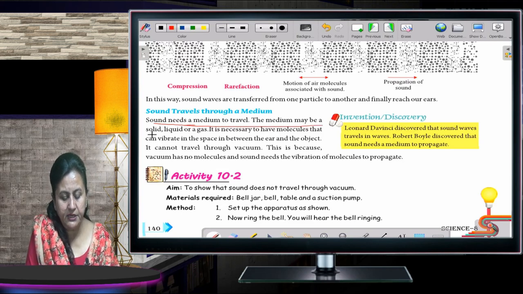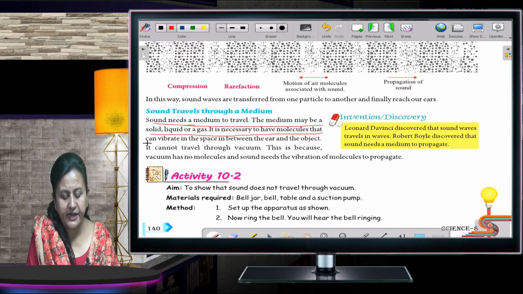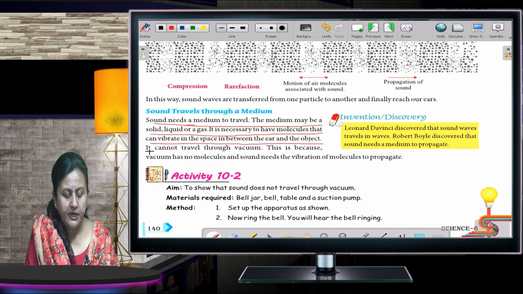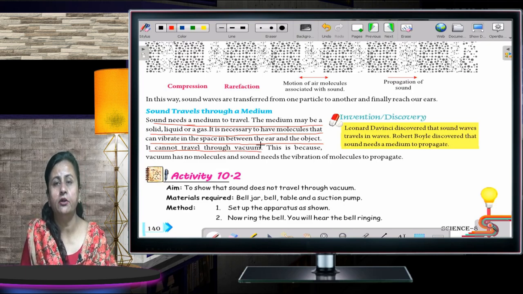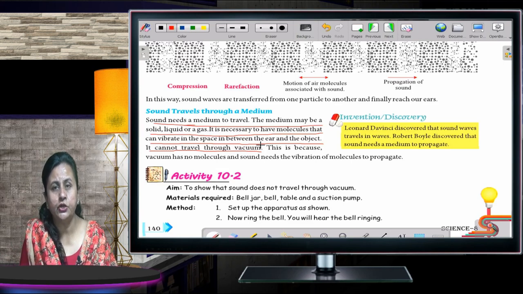The medium may be a solid, liquid, or a gas. It is necessary to have molecules that can vibrate in the space in between the ear and the object. It cannot travel through vacuum. Just now I told you, if I am in a room which has vacuum, and if I speak also, you won't be able to hear. So air is very much required.